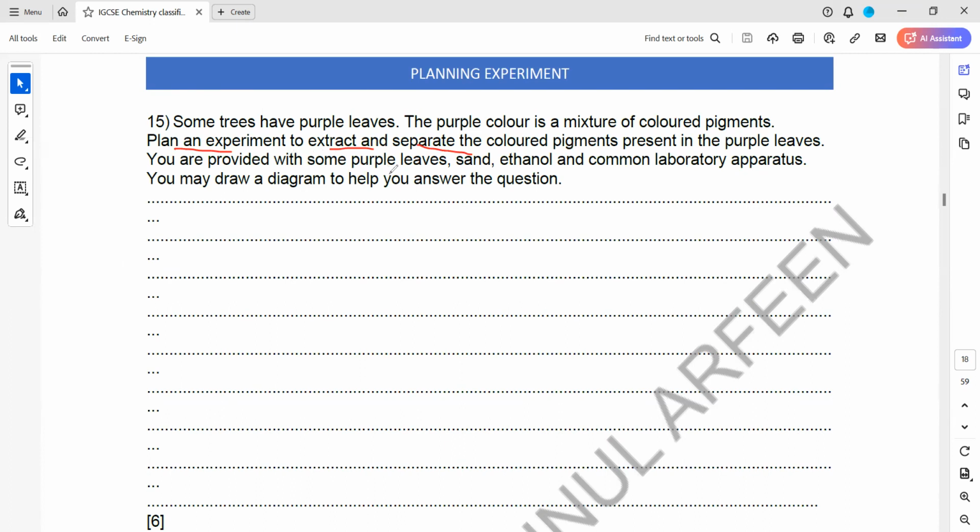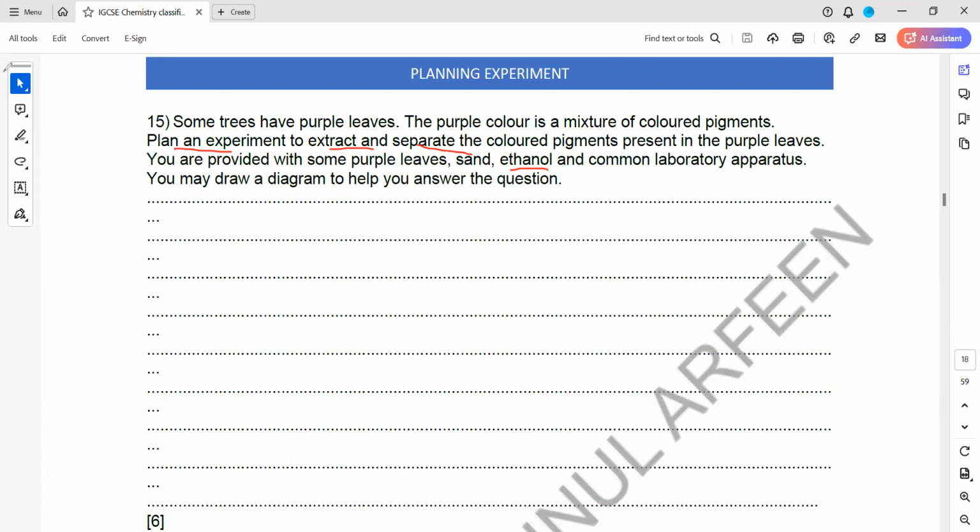You are provided with some purple leaves, sand, ethanol, and common lab apparatus. What is the purpose of the ethanol here? Ethanol is used as a solvent to dissolve these pigments. And what is the purpose of the sand? When we use mortar and pestle, we add sand as well, because it will increase the surface area, so it can easily crush, and later we can filter it off. So the purpose of adding sand is that it is added when we are crushing.